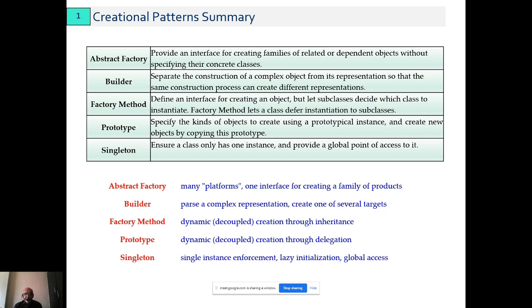So how to remember the creational patterns? The abbreviation is ABFPS, out of a total of 23 patterns. We will try to remember them. The abbreviated word is ABFPS, right? We will not use singleton as far as possible.